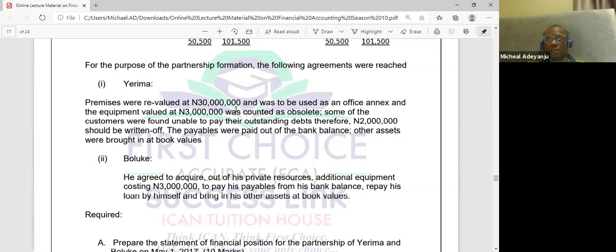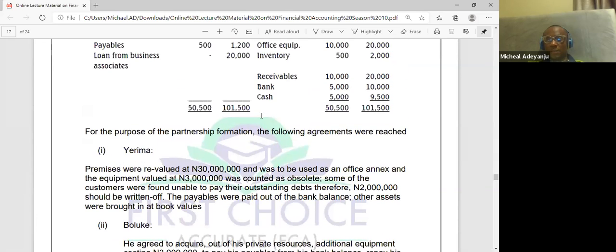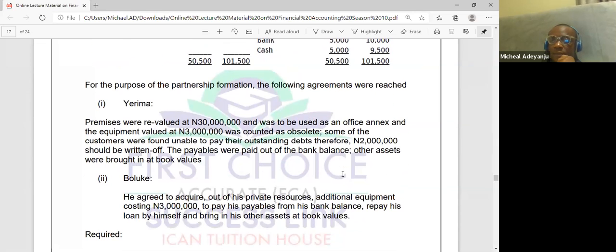Premises were revalued to 30 million for Yerima and were to be used for an office annex. The equipment valued at 3 million naira was considered obsolete. Some of the customers were found unable to pay their outstanding debt. Therefore, 2 million should be written off. The payables were paid out of the bank balance. Other assets were brought in at book value. These are the conditions for Yerima.